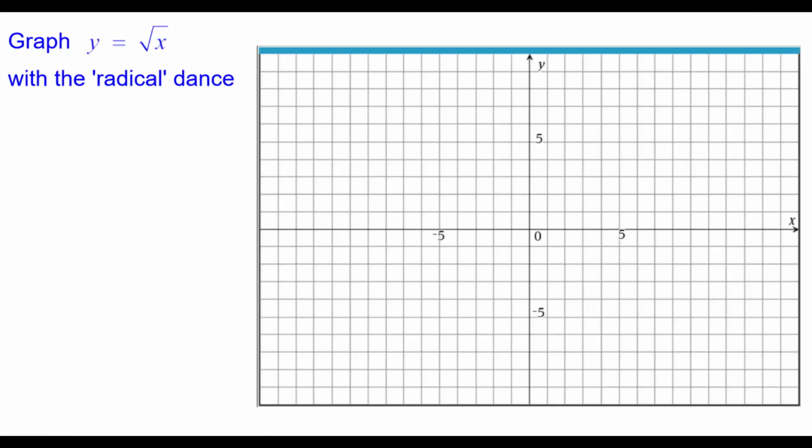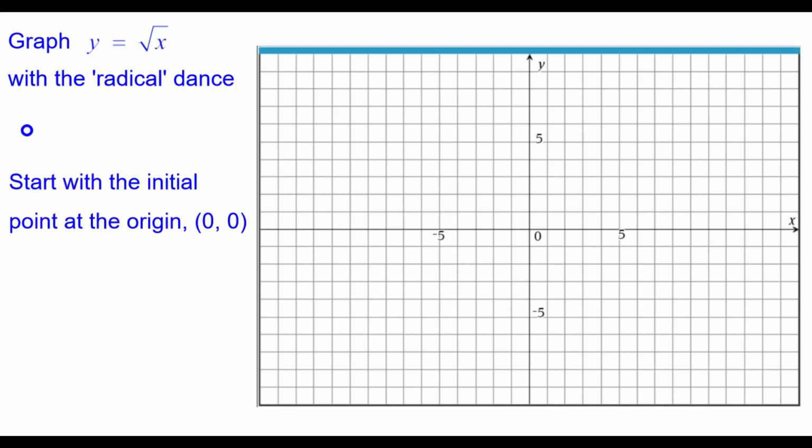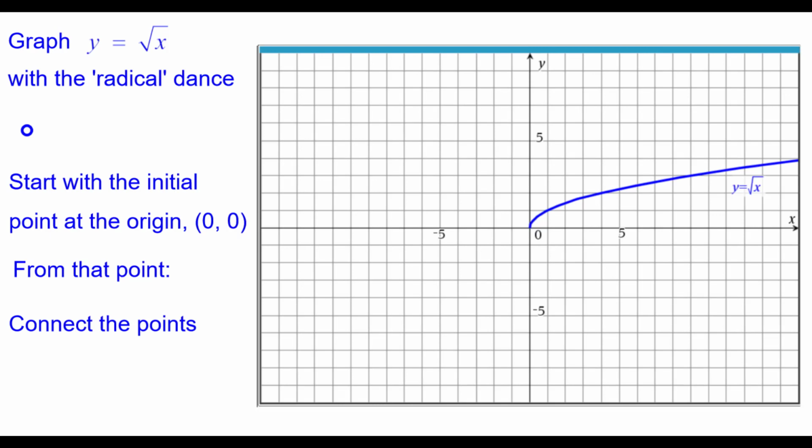Graph y equals the square root of x with the radical dance. We'll start with the initial point at the origin, 0, 0, because the square root of 0 is 0. From that point, write 1 up 1 because the square root of 1 is 1. Write 4 up 2 because the square root of 4 is 2. And write 9 up 3 because the square root of 9 is 3. Connect the points. And there's our half of a parabola going sideways.